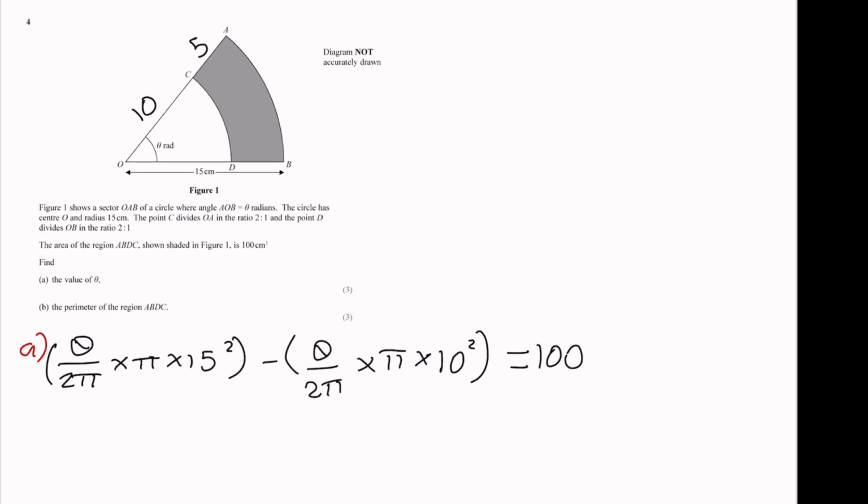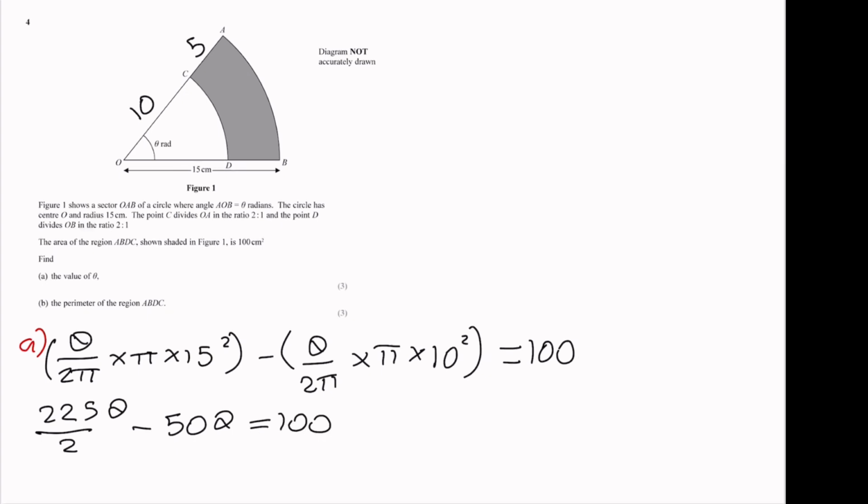Simplifying this first bracket, the pi's cancel, so we get 15 squared, which is 225 over 2 theta, subtract, again the pi's cancel in the second bracket, 100 over 2, so 50 theta equal to 100. If we multiply everything by 2, we get 225 theta minus 100 theta equals 200.